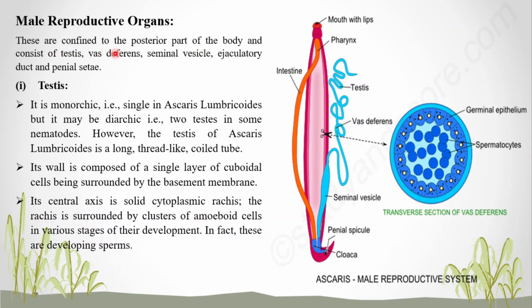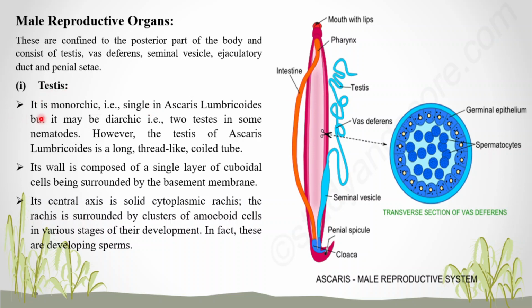Now, male reproductive organs are confined to the posterior part of the body, not the anterior part, and consist of testes. See here, the first structure is the testis, which is followed by the vas deferens, which is followed by a bulgy globular structure, the seminal vesicle. This seminal vesicle is then followed by the ejaculatory duct and then the penial setae or spicules. So let's see the first organ of reproduction, that is the testis.